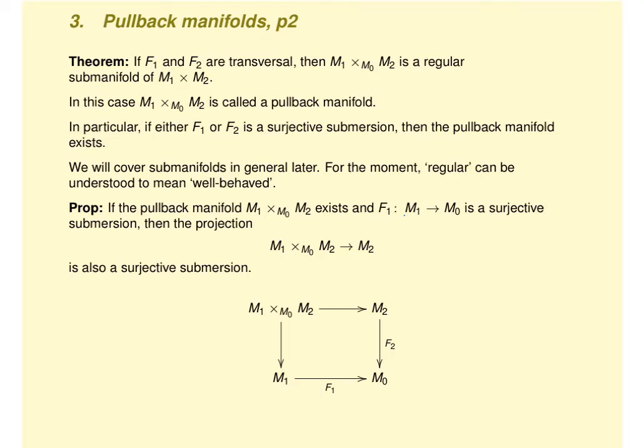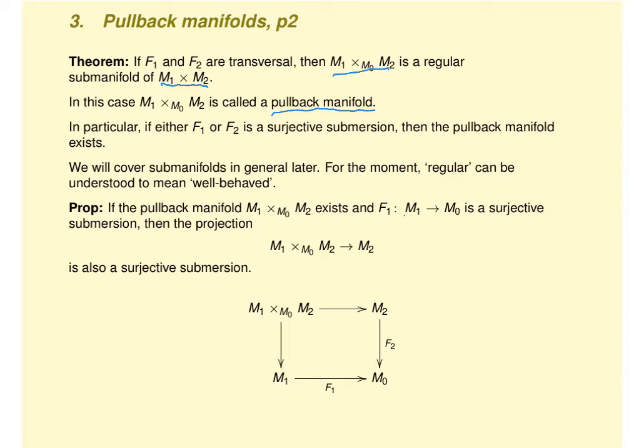So here's the theorem. If F1 and F2 with the same target are transversal, then this pullback set is actually a regular submanifold of the Cartesian product M1 cross M2. And in this case, we refer to it as a pullback manifold. The pullback manifold exists. And I'll come and talk about regular submanifolds in a future podcast.